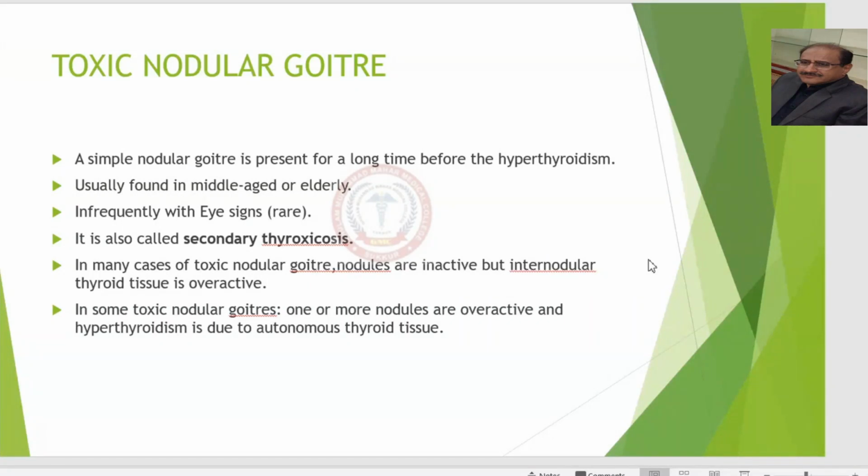In many cases of toxic nodular goiter, the nodules are inactive, but the internodular thyroid tissue is overactive. In some toxic nodular goiters, one or more nodules are overactive, causing hyperthyroidism due to autonomous thyroid tissue.